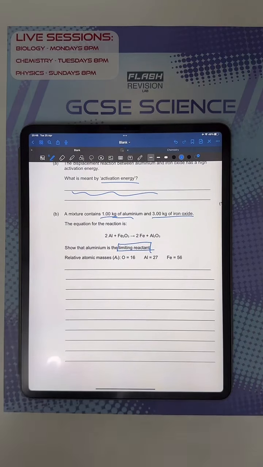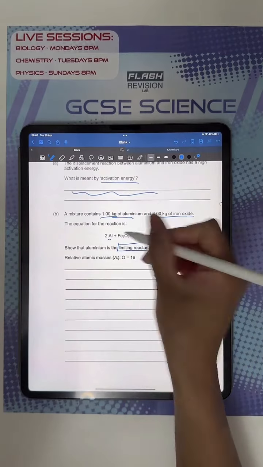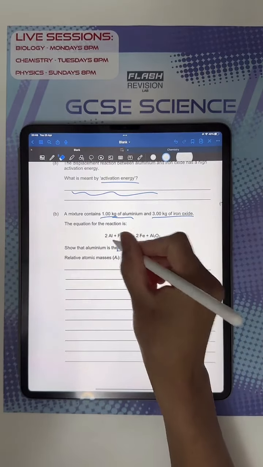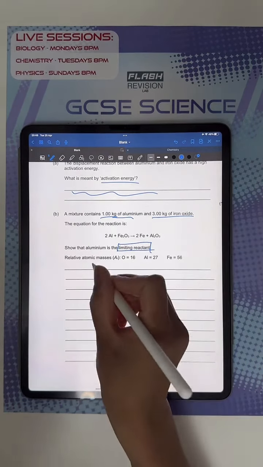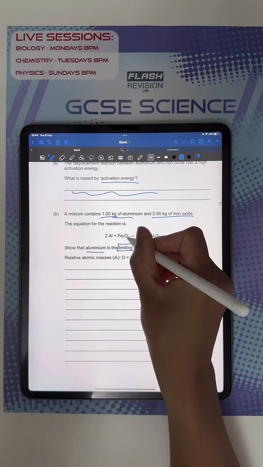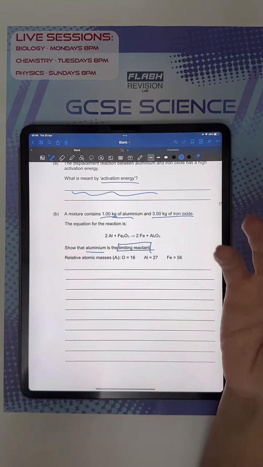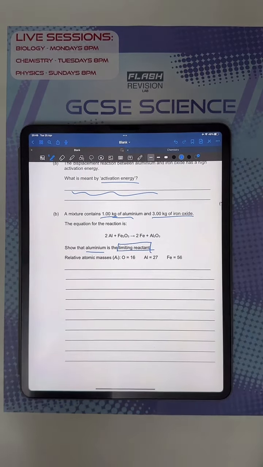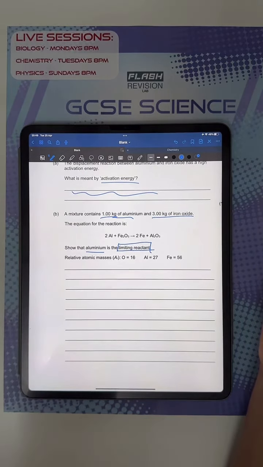Yeah, limiting reactant is a reactant that completely gets used up. So you're going to have a certain amount of aluminium and a certain amount of iron oxide, but if you have more of one than the other, what's going to happen? It's saying aluminium is the limiting reactant, so that means there's less aluminium than iron oxide. Therefore, all the aluminium is going to get used up because there's so much iron oxide that you're going to have some iron oxide left over after this reaction happens. That's what limiting reactant means.